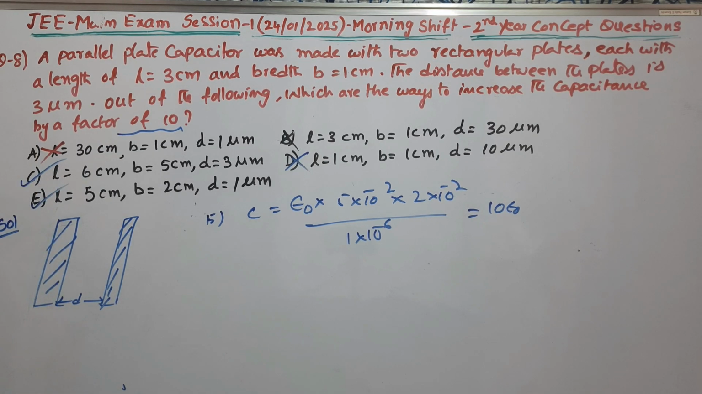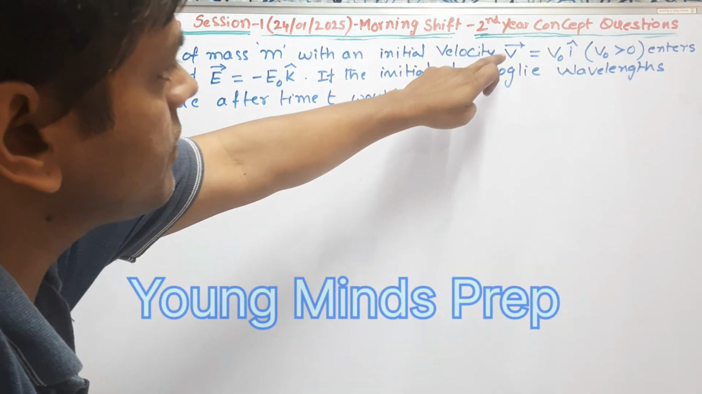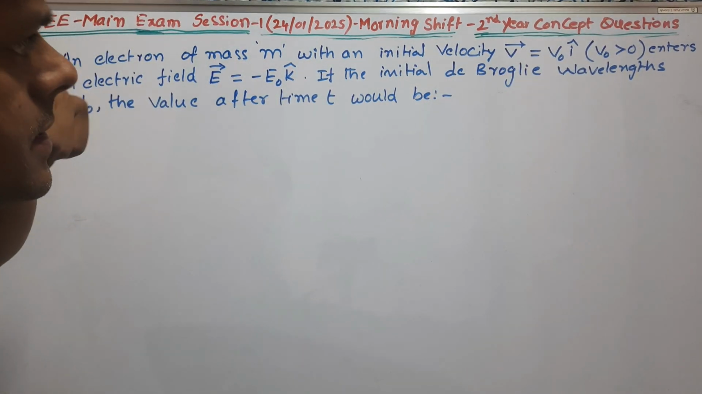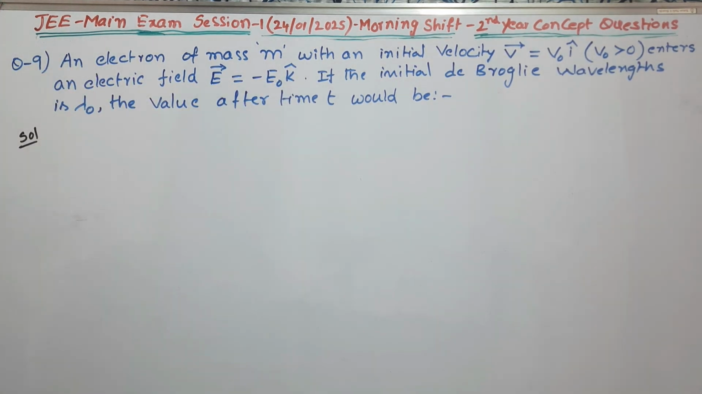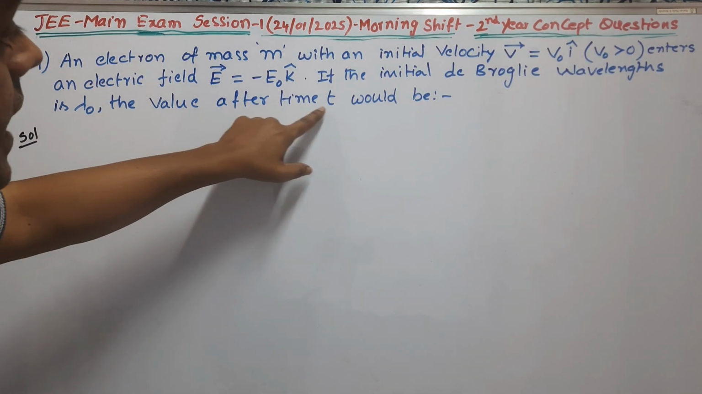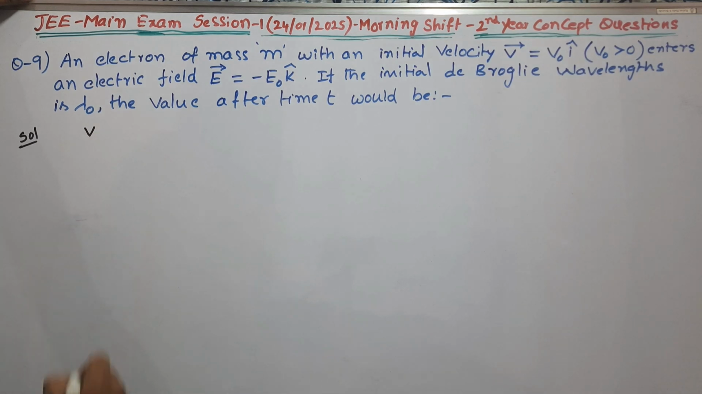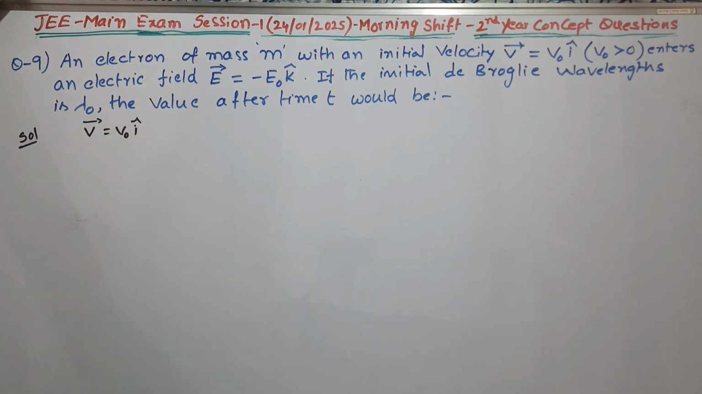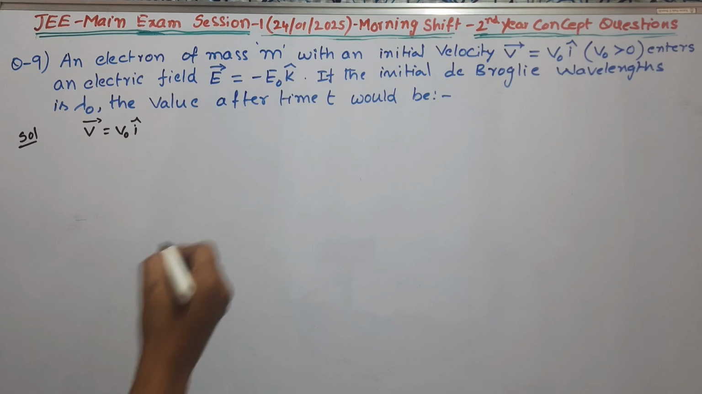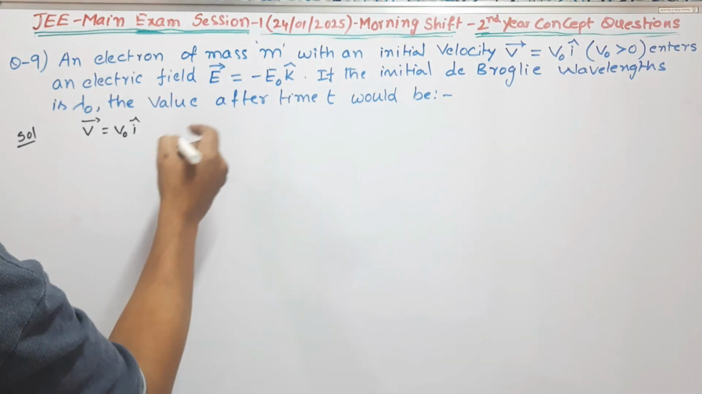Okay, that's it. The ninth question. An electron of mass m with an initial velocity v bar equal to v naught i cap, that means along the x axis, enters an electric field E bar equal to minus E naught k cap. If the initial de Broglie wavelength is lambda naught, the value after time t would be what? The initial velocity v bar is equal to v naught into i cap. So an electron of mass m with initial velocity v naught enters into an electric field.